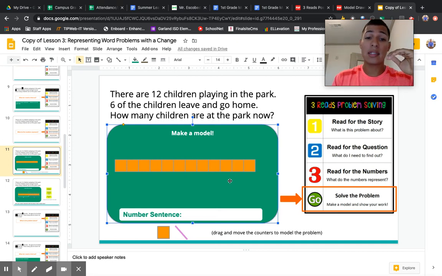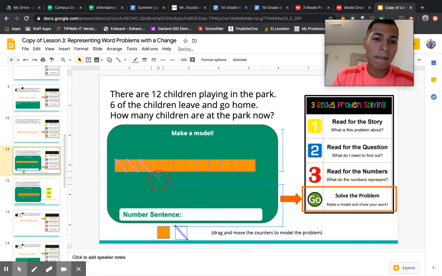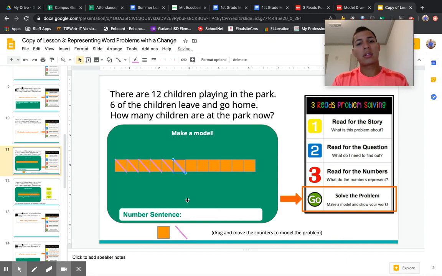So what that means is I'm not going to add any more cubes, right? There's no colors. We're going to use our little slash right here to take away. How many are we taking away? It says it, right? 6. So that's 1, 2, 3, 4, 5, 6. Right? 6 of them.